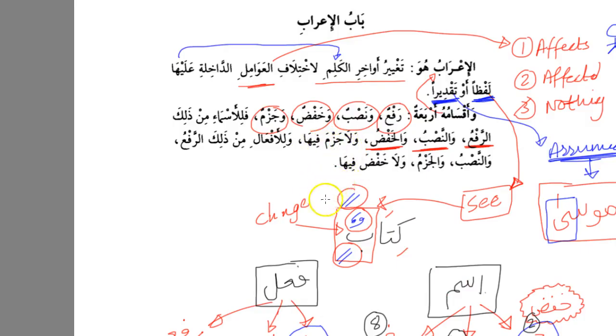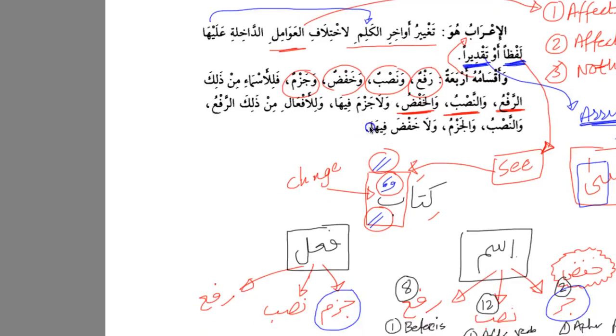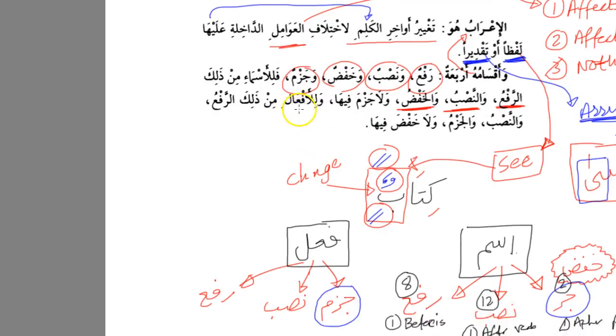Now, jazm is a concept. I'm not going to tell you what the jazm concept is yet because it requires you to learn a few rules. That will come a bit later on, inshallah. Walil af'al, and for verbs, from those four, al-rafa, wal-nasab, wal-jazm, and jazm is unique to verbs. Wala khafadha fiha, and in verbs there's no khafad. Like I said, khafad, jar, is unique to isms, just like jazm is unique to fi'ls.